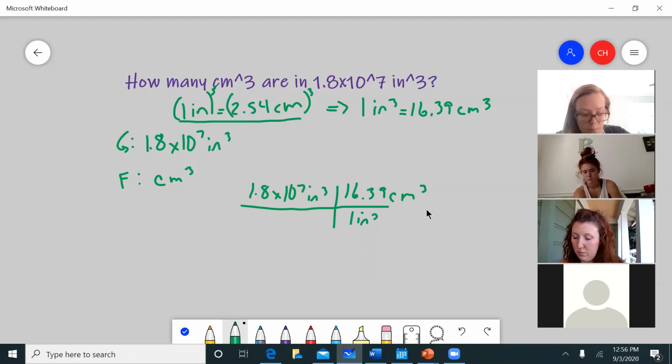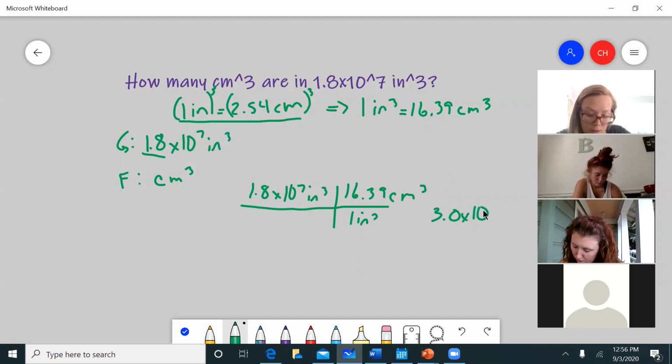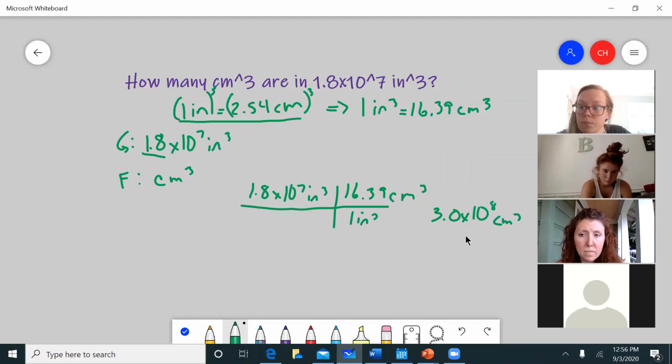All right, and I ended up with 200. We got 2 sig figs coming off of our given. So it's, I would say 295 if I had 3 sig figs, but I only get to have 2 sig figs. So it's really going to be 3.0 times 10 to the 8th centimeters cubed.